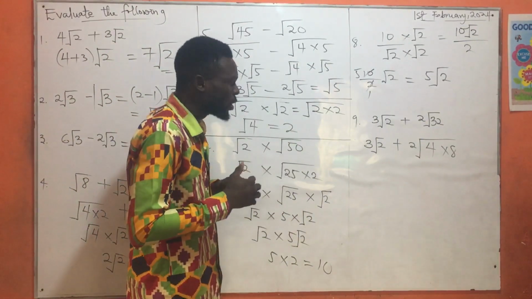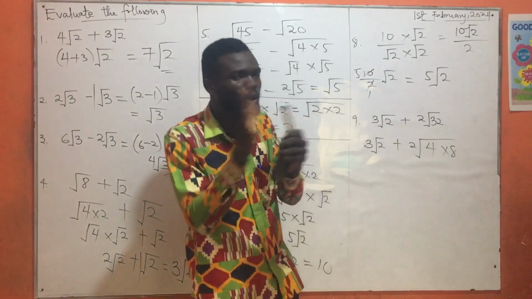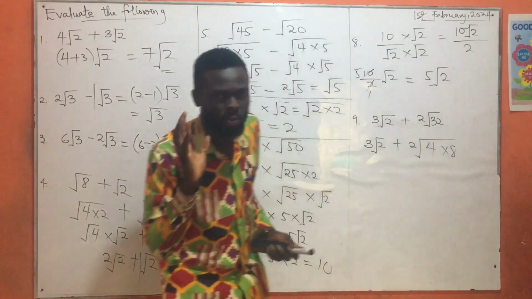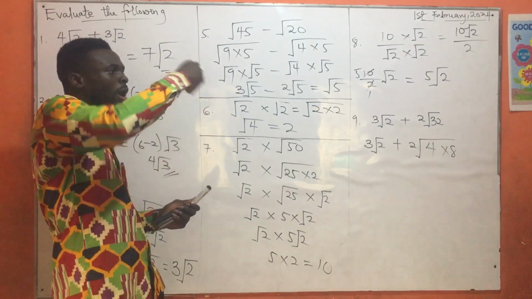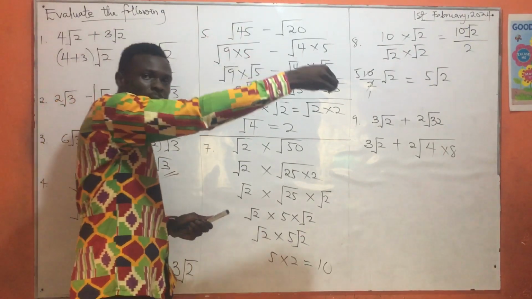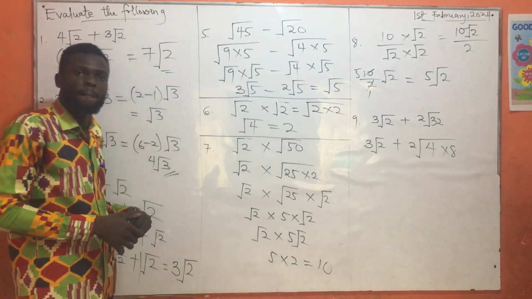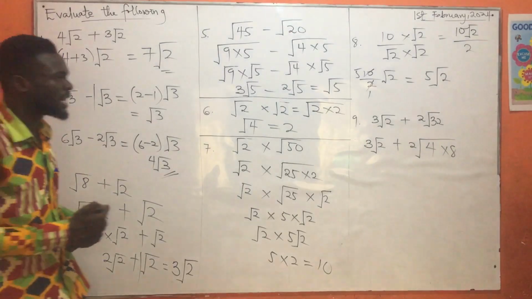We agree. Good. So here, if you don't know your square numbers, you cannot write a surd in its basic form. That is a fact. So we need a square number that when it multiplies another number, it will give you the number in the square root. Good. So let's continue.